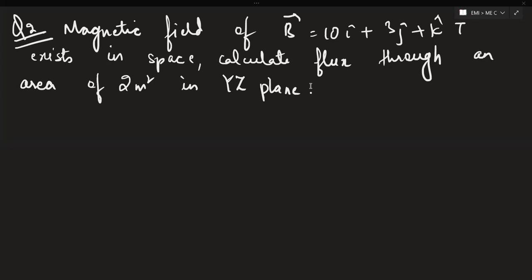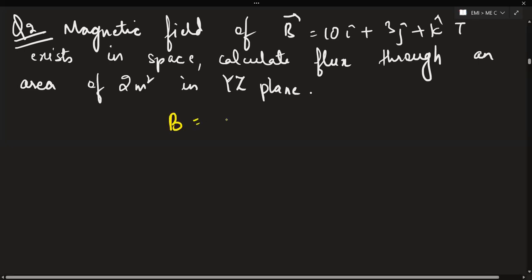Others, listen carefully. The magnetic field is given to you: 10 I cap plus 3 J cap plus K cap Tesla. The area is given to you as 2 meters squared. But can you just solve it directly? Can you multiply this 2 with it? Here unit vectors are involved. You also have to write the unit vector.